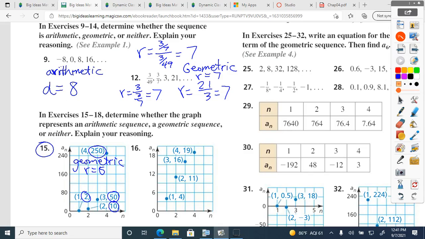Questions on 15. It was just like 9 and 12, only it was a graph. Okay? Everybody good on 15? So it's 250 or geometric? It's geometric and R is 5.